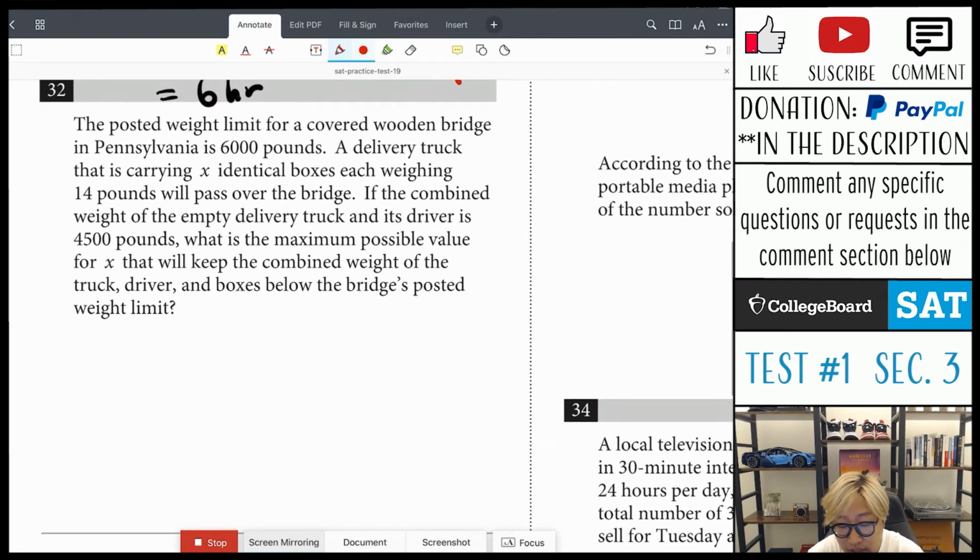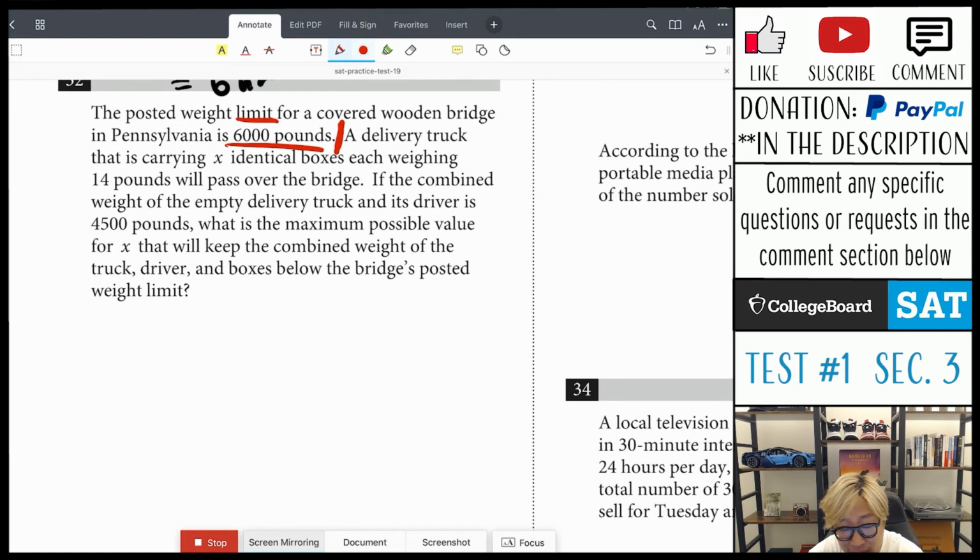Number 32. The posted weight limit for a covered wooden bridge in Pennsylvania is 6,000 pounds. Limit 6,000 pounds. A delivery truck carrying x identical boxes, each weighing 14 pounds, will pass over the bridge.